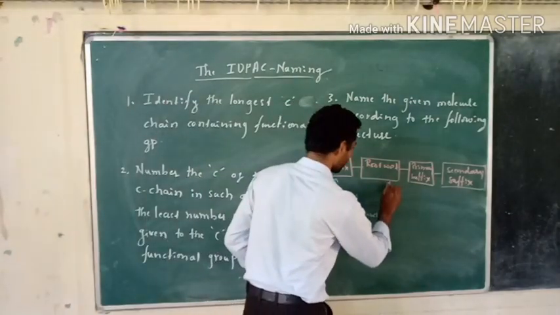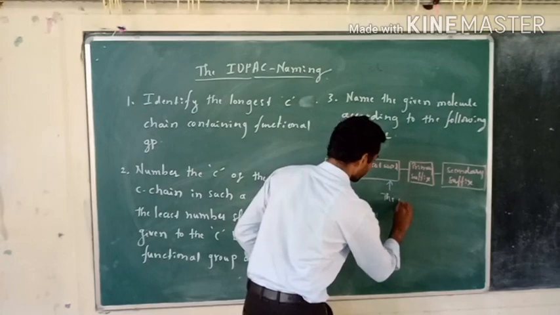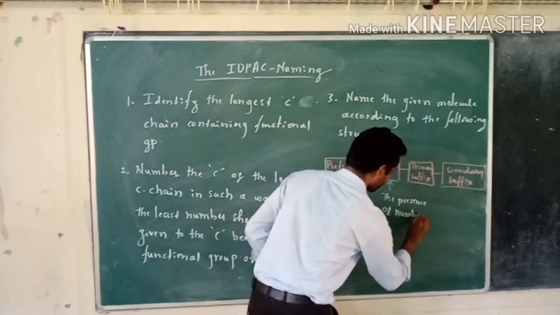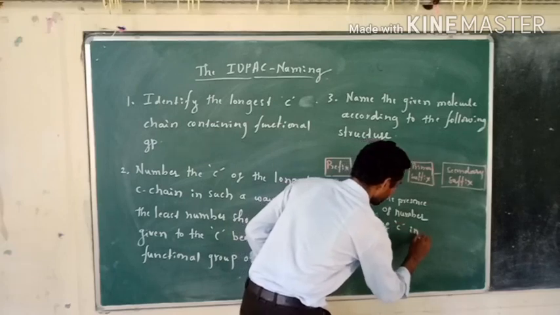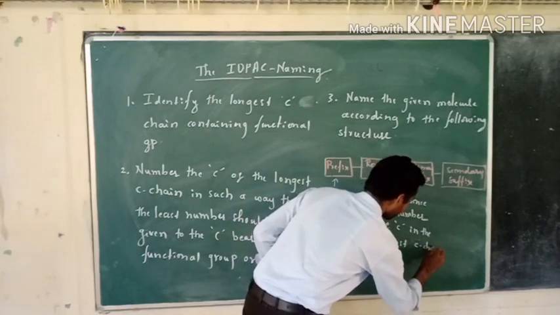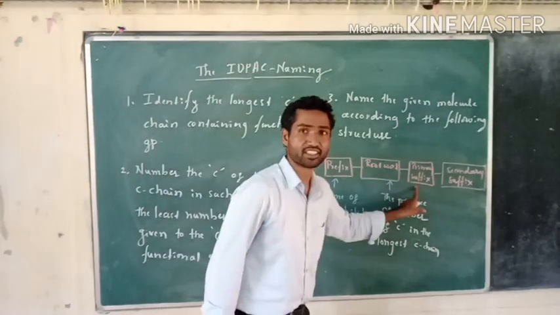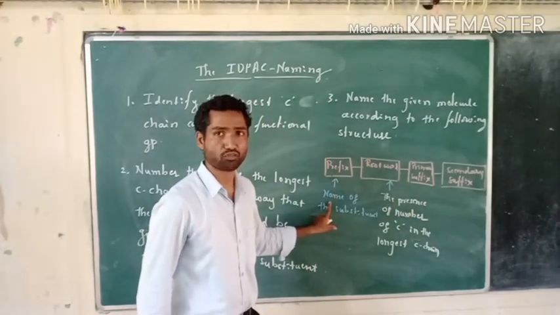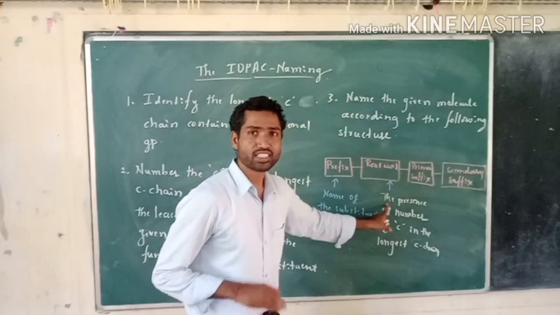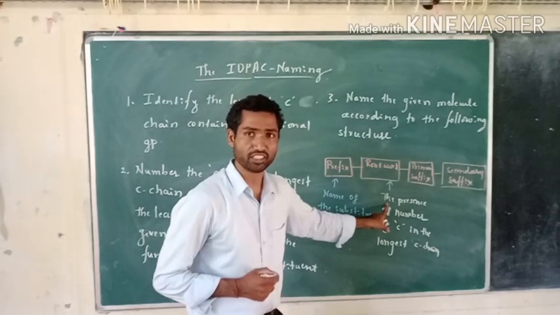So what does the root word indicate? It indicates the number of carbons in the molecule. So the prefix indicates the name of the substituent that is present in the given molecule, which we have to write first. The root word is the number of carbons in the longest carbon chain. How many carbons are there in the longest carbon chain? That we have to write.